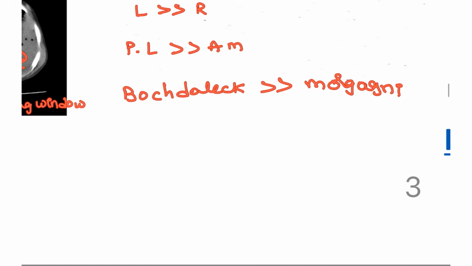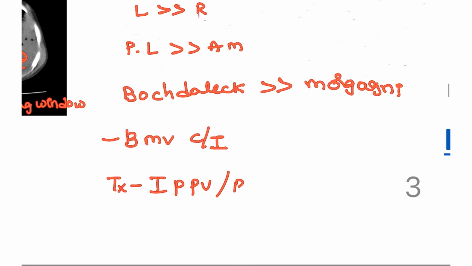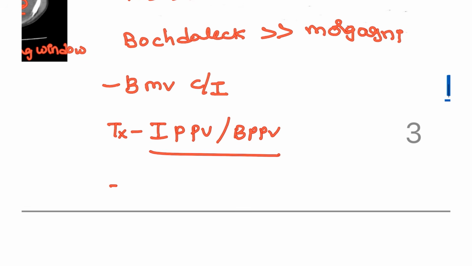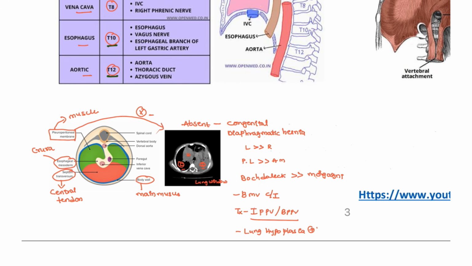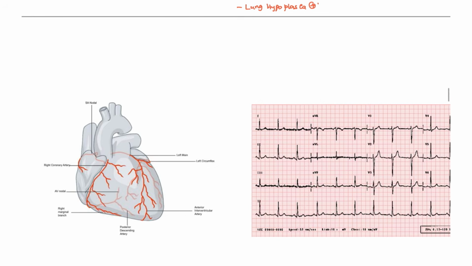And what is the contraindication? Bag and mask ventilation is contraindicated. Then what is the treatment? We have to give IPPV or also BPPV to this patient. And what is the important associated complication? The most common complication will be lung hypoplasia. Lung hypoplasia is seen in this patient. This is the importance: most importantly, you have to know about the pleuroperitoneal membrane and the CDH.